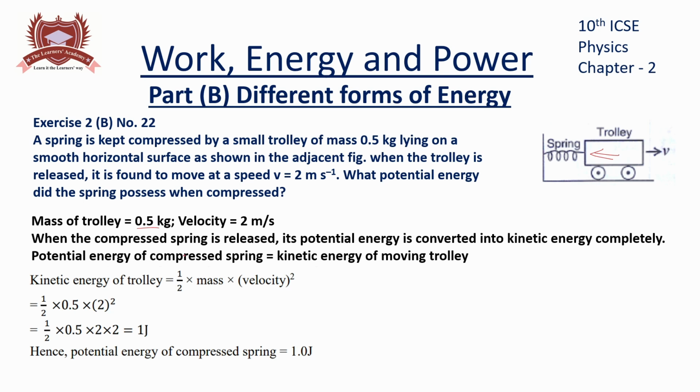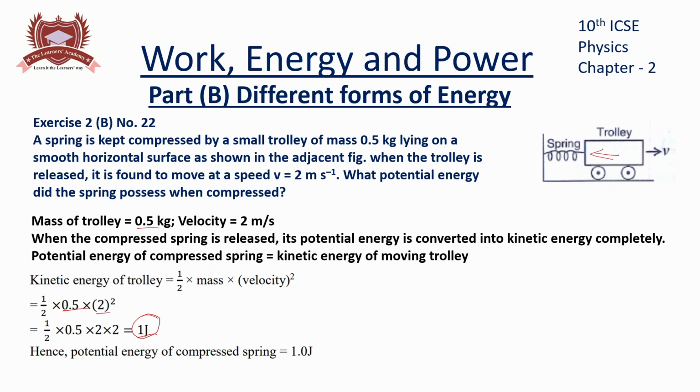So I have to find the kinetic energy. That would be half into mass into velocity square. I put in the values. My mass is 0.5 kilogram, my velocity is 2 meters per second. It comes to be 1 joule. So this is the potential energy that is going to be stored in the spring.